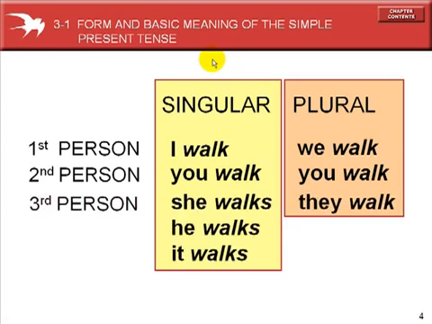one person. In the third person, speaking about someone, you add an S to the end of the verb. She walks, he walks, it walks for the singular usage. In plural, speaking about more than one person, they walk. No S.